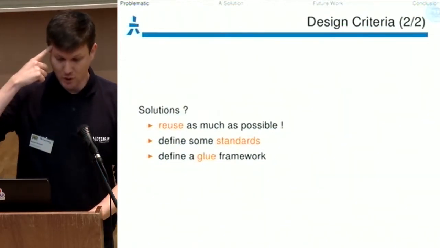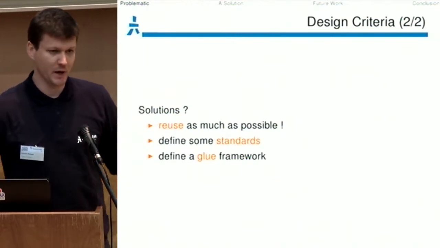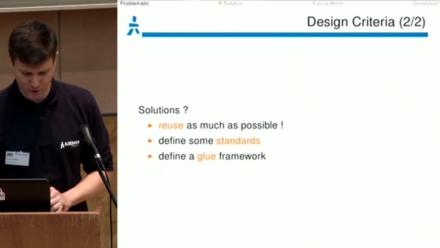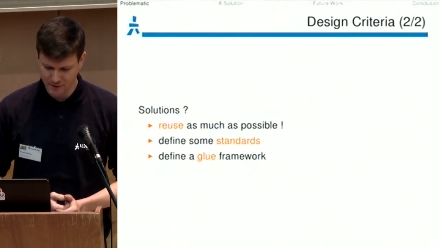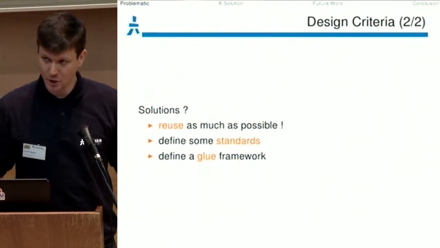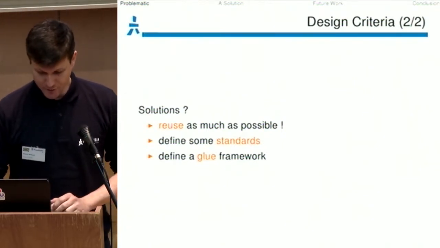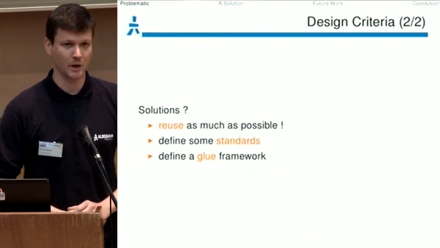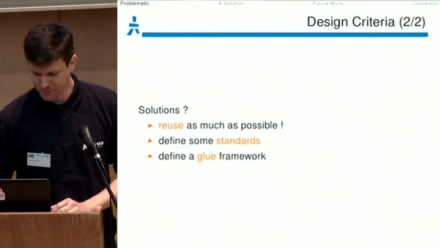So what did we do for that? Well, we reused as much as possible. I talked about databases and so on. There are great frameworks out there. So let's use them as much as we can. And same for the object recognition techniques. So what we did is define a few standards here and there to make sure that things can communicate with each other. And also a big thing that was done was this glue framework to make everything coherent.